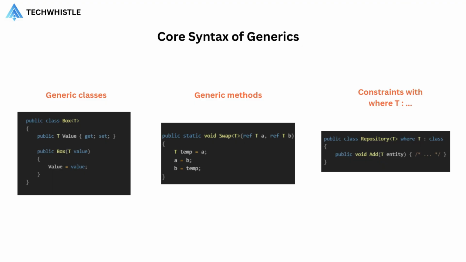Now that we know what generics are and why they exist, let's look at the core syntax you'll use in C#. We'll cover three key parts. 1. Generic classes. 2. Generic methods. 3. Constraints with where T. Don't worry, I'll keep it simple and show short examples.